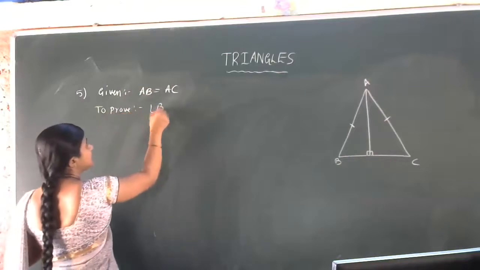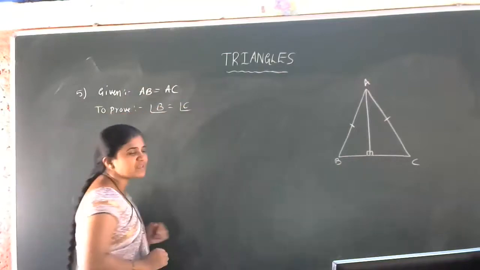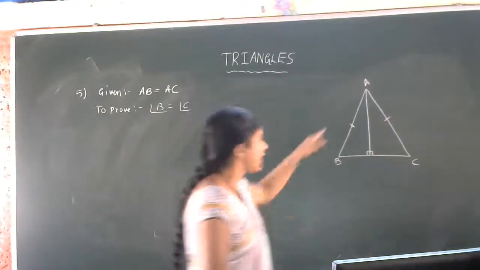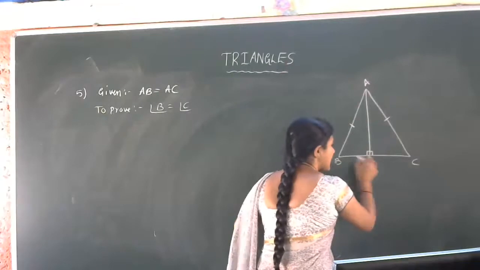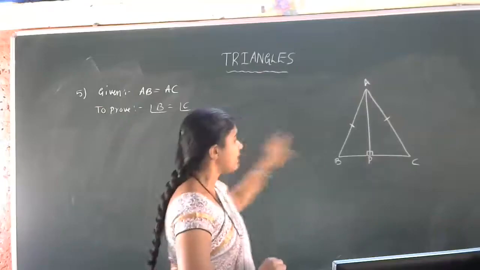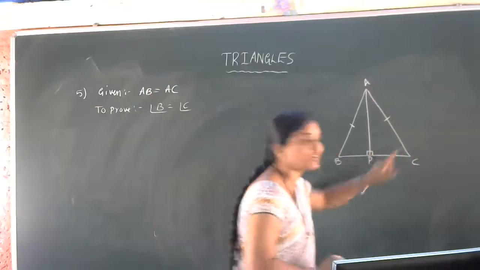Angle B is equal to angle C. So, very simple question. Given is AB is equal to AC. They have given the hint also: draw AP perpendicular to BC. Then using this condition, we have to show that angle B is equal to angle C.